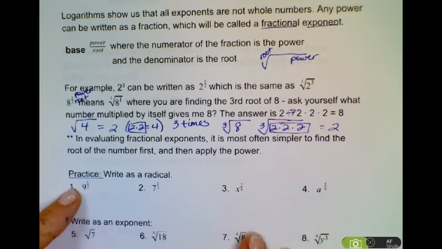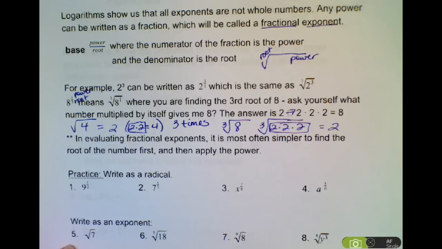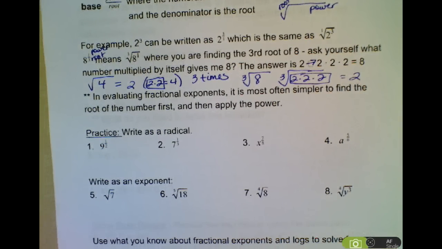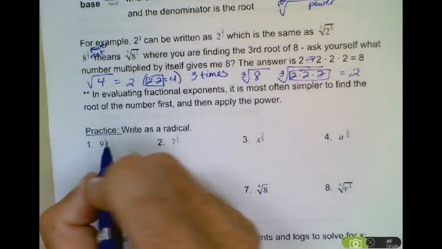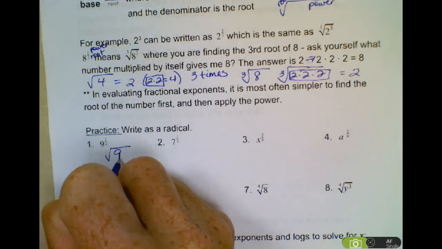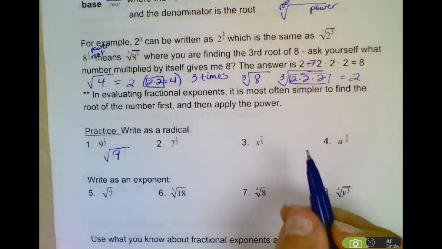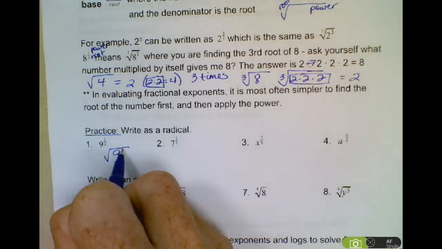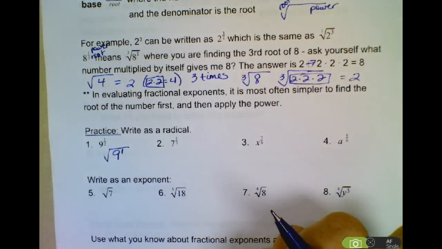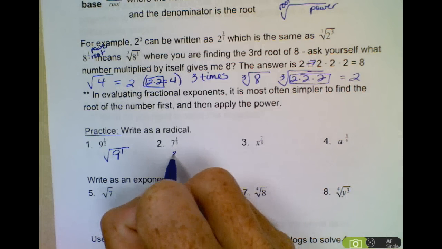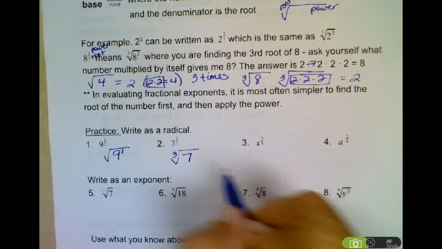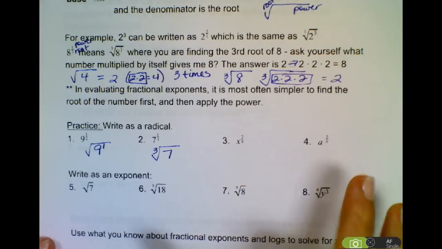Okay, so I want you to practice writing 1 through 4 as a radical and 5 through 8 as exponents, and then come back and check your work. So number 1, 9 to the 1/2, that would be the square root of 9. Number 2, you could put a 1 in here if that helps you while you're learning how to do these: 7 to the 1/3 would be the third root of 7 to the first.